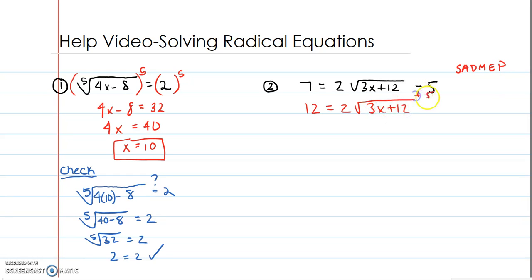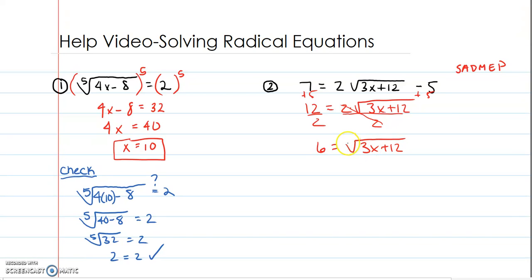Let me actually do that so you can see that. So plus 5 plus 5. And now I have this 2. And you have to remember, anytime you have a number right outside a radical, it's being multiplied. So we need to divide. And we don't divide it into anything else, just that number out front. So I'll have 6 equals the square root of 3x plus 12.